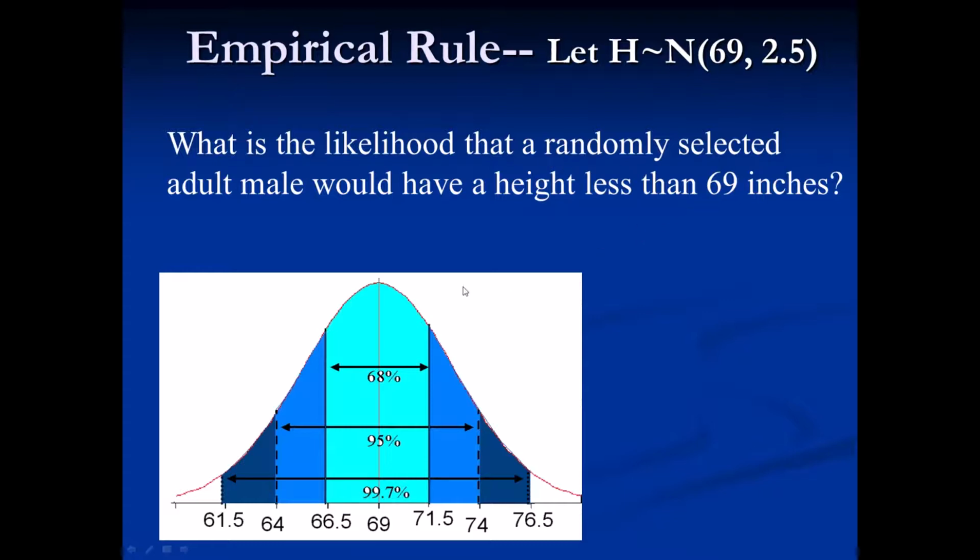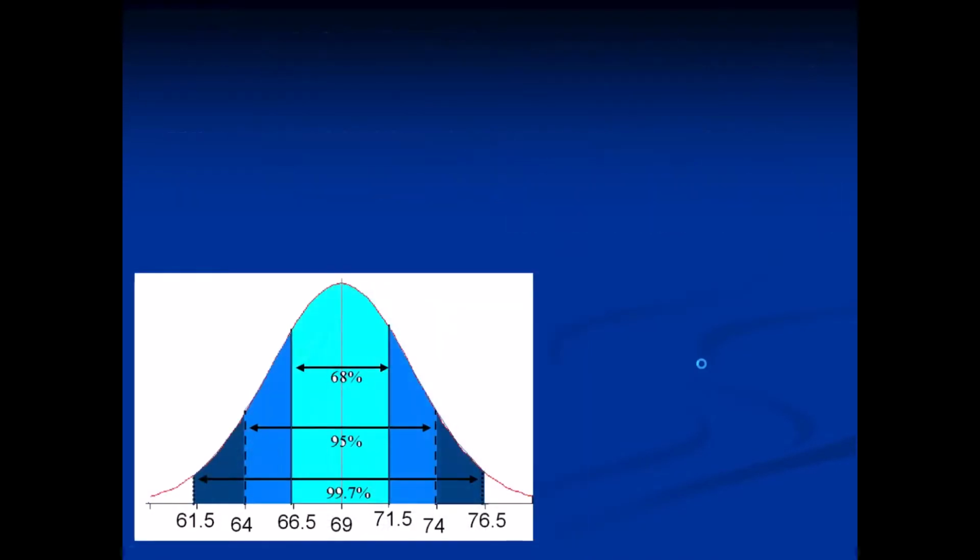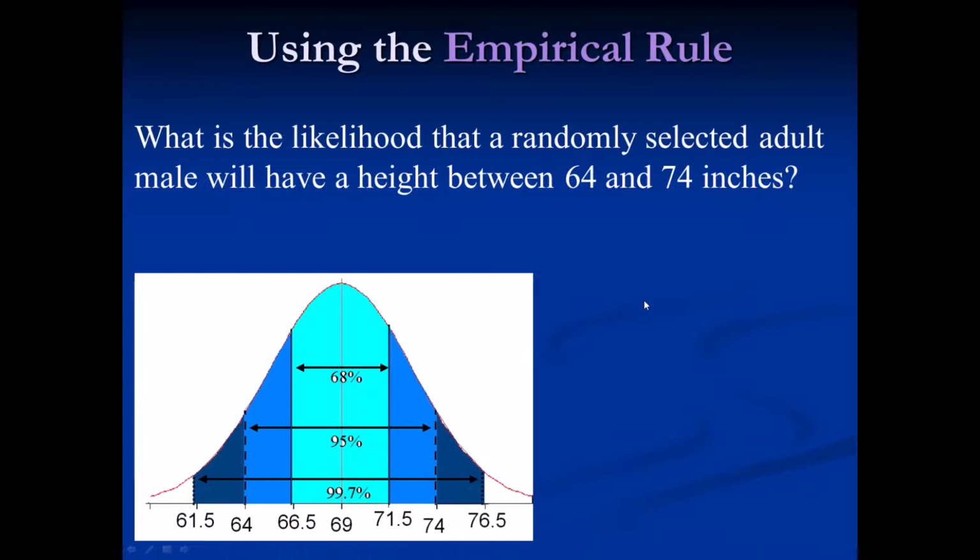Well, 69 inches is at the median, or at your 50th percentile. So half below, half above. There you go, 0.5. What's the likelihood that a randomly selected adult male would have a height between 64 and 74 inches? Well, that's plus or minus 2 standard deviations from the mean. So according to the empirical rule, that's 95% of your observations.